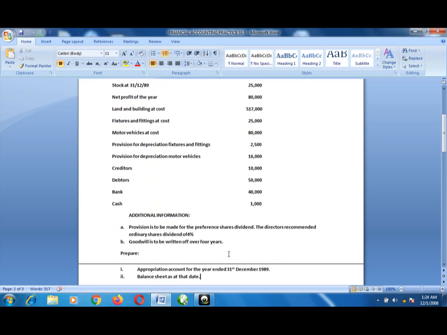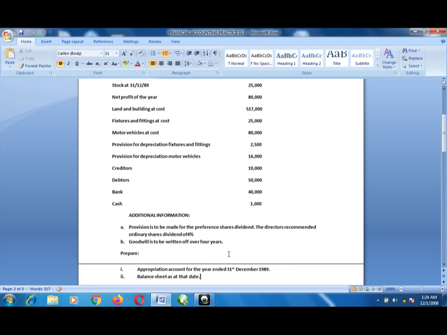Before you are required, you are given additional information. Provision is to be made for the preferred share dividend. The directors recommend an ordinary share dividend of 4%. Remember I said earlier that the ordinary share capital does not have a fixed rate of dividend, while the preferred share will have a fixed rate of dividend. That is, the percentage of their dividend will be attached to the value of the preferred share given to you, while for the ordinary share, you get the rate of percentage of their dividend under additional information.